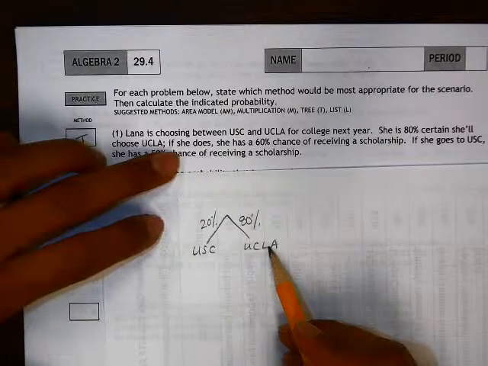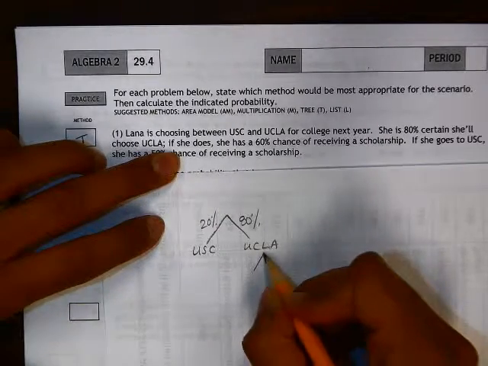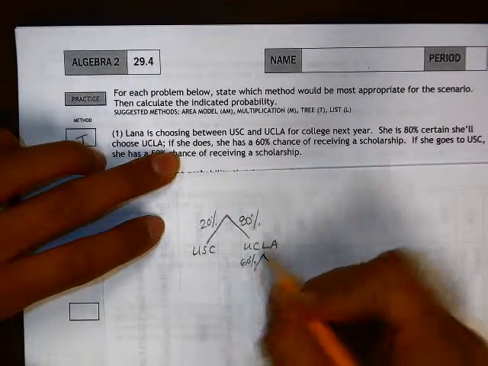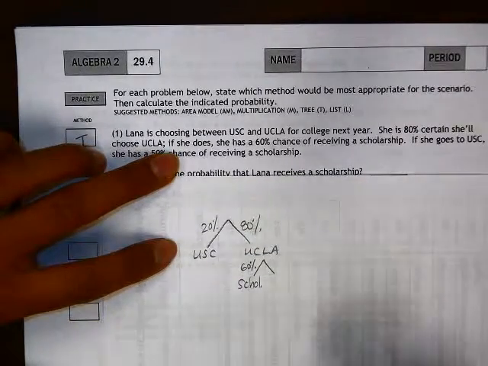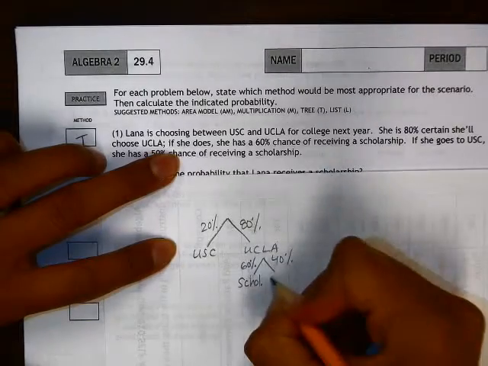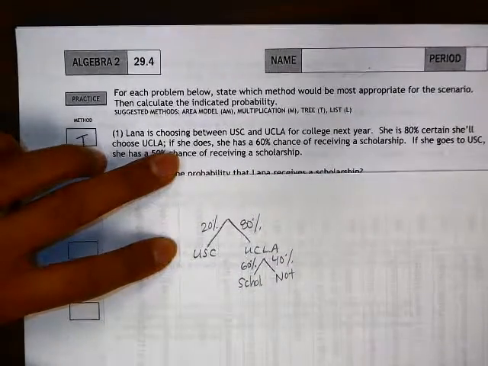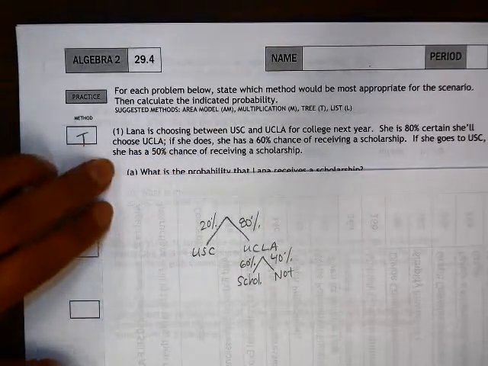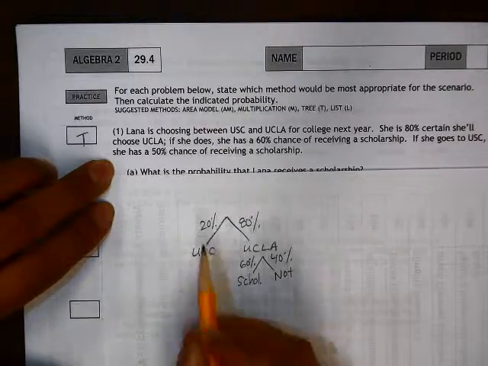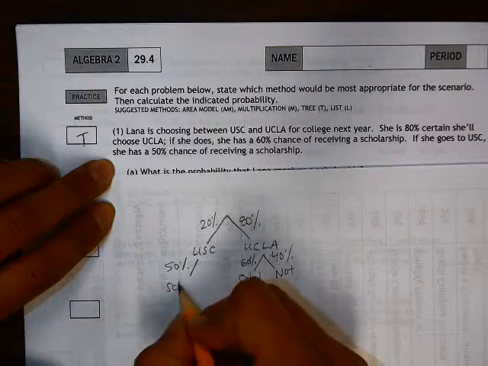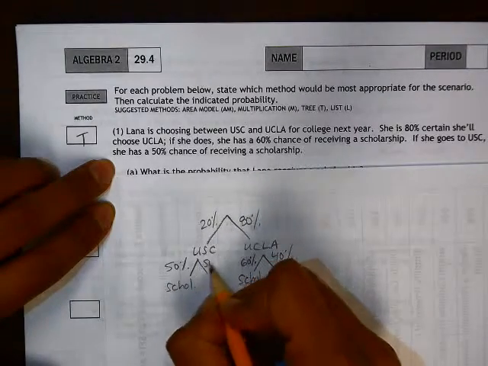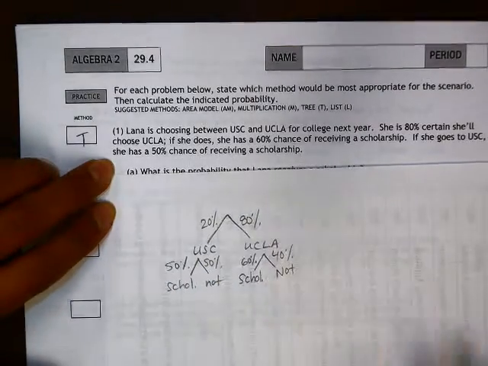If she does choose UCLA, she has a 60% chance of receiving a scholarship. So we'll say 60% chance of receiving a scholarship, which means a 40% chance of not receiving a scholarship. If she goes to USC, so now we're over here, she has a 50% chance of receiving a scholarship, which means she also has a 50% chance of not receiving a scholarship.